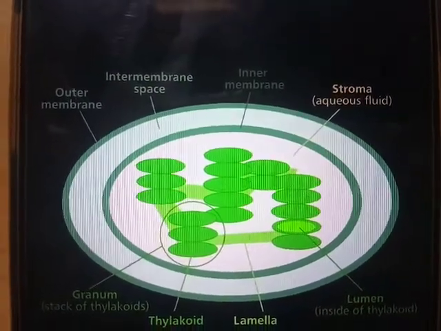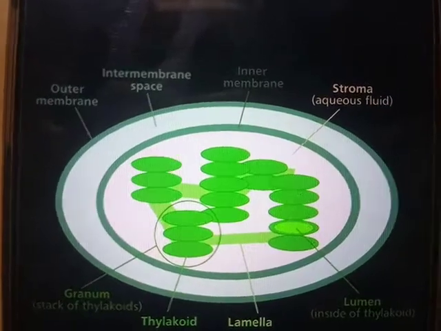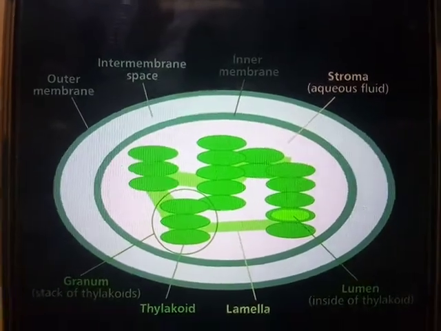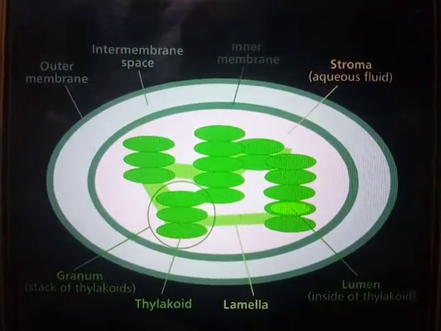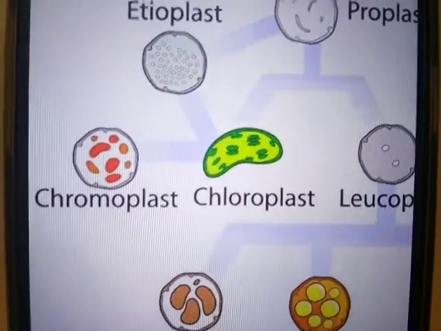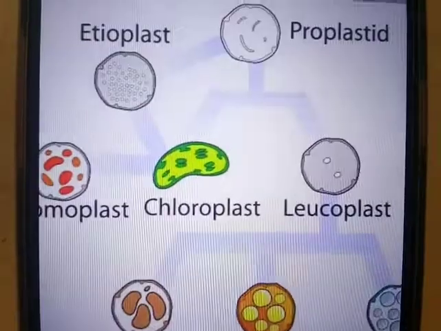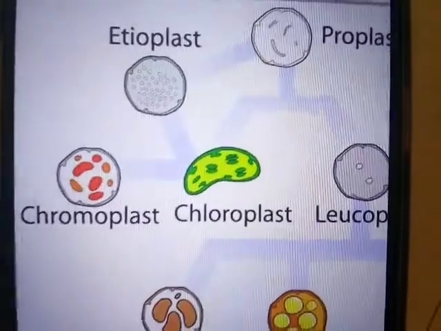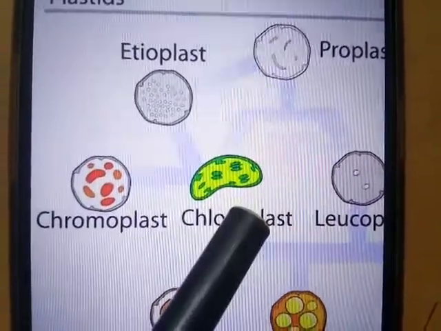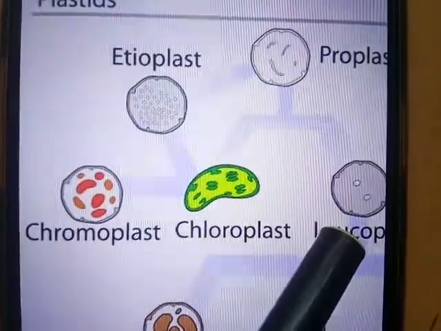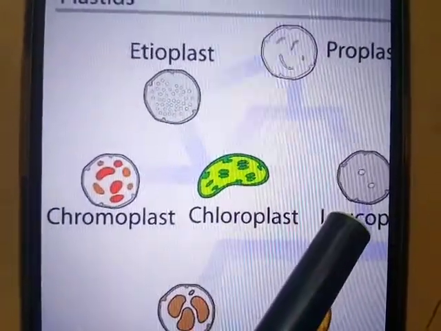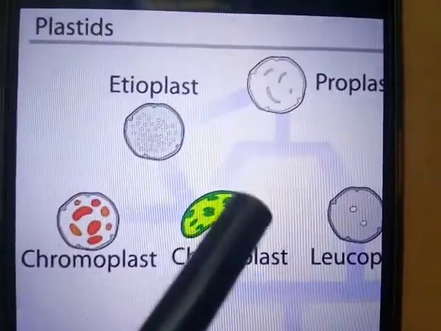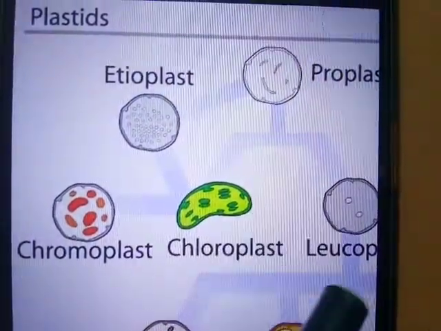Plastids are double membrane cell organelles which play a primary role in the manufacturing and storing of food. So there are three types of plastids: the chromoplast, chloroplast and leucoplast. Chromoplast is a color plastid, chloroplast is a green plastid and leucoplast is a colorless plastid. You can see in the diagram itself, chromoplast is colored, chloroplast is green, whereas leucoplast is colorless.